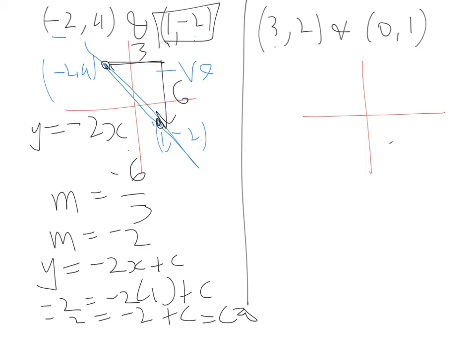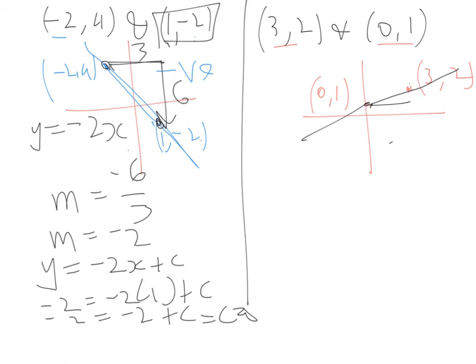Okay, on to this one. We've got a point 3 and 2, so let's go to 3 and 2, which is there. And we've got a point 0 and 1. So we're there at 3 and 2, and 0 and 1 is going to be about here. Let's draw a line between those 2 points. It's doing that.